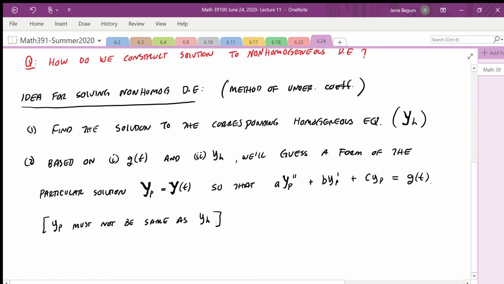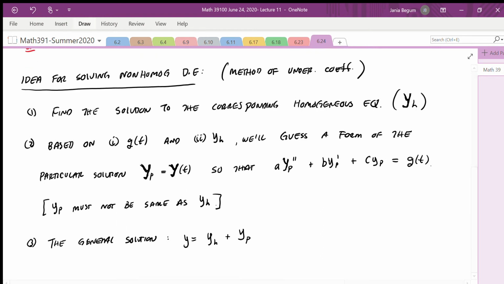The last step is to write out the general solution. The general solution is y equals the homogeneous solution plus the particular solution. That would be our solution to the non-homogeneous differential equation. This method is very specific. Now, when can we use this method?